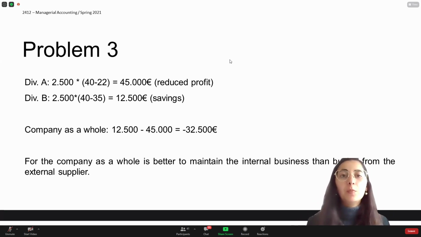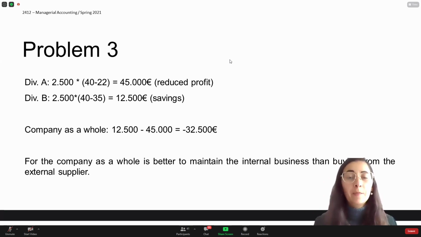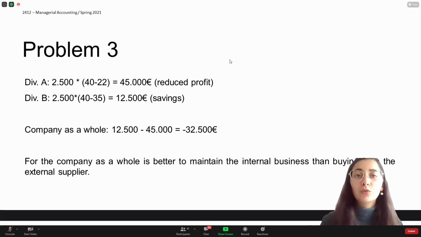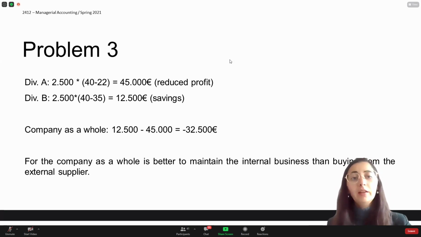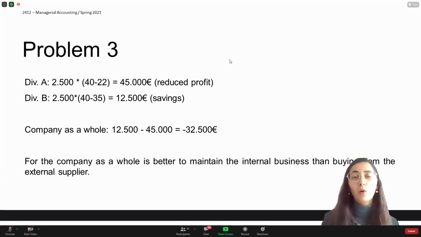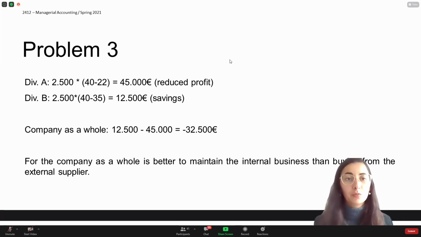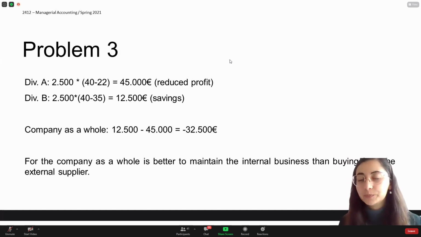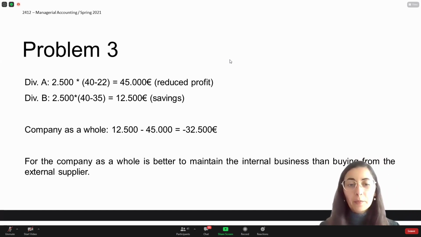If Division B is a profit center, the manager is responsible for the profits, and it will increase the profits if he purchases from the outside. And Division A, if it's also a profit center, the manager is also responsible for the profits and does not want to lose this much profit. So they can negotiate a transfer price. Very good suggestion. Anyone else wants to comment or ask any questions?